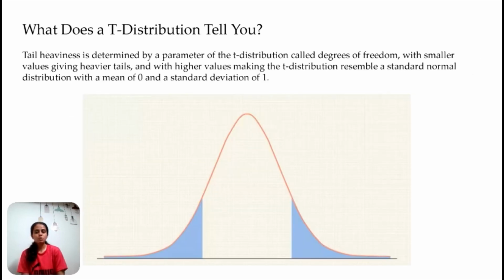And then next comes, what does a t distribution tell you? Tail heaviness is determined by a parameter of the t distribution called degrees of freedom, with smaller values giving heavier tails, and with higher values making the t distribution resemble a standard normal distribution with a mean of 0 and a standard deviation of 1.